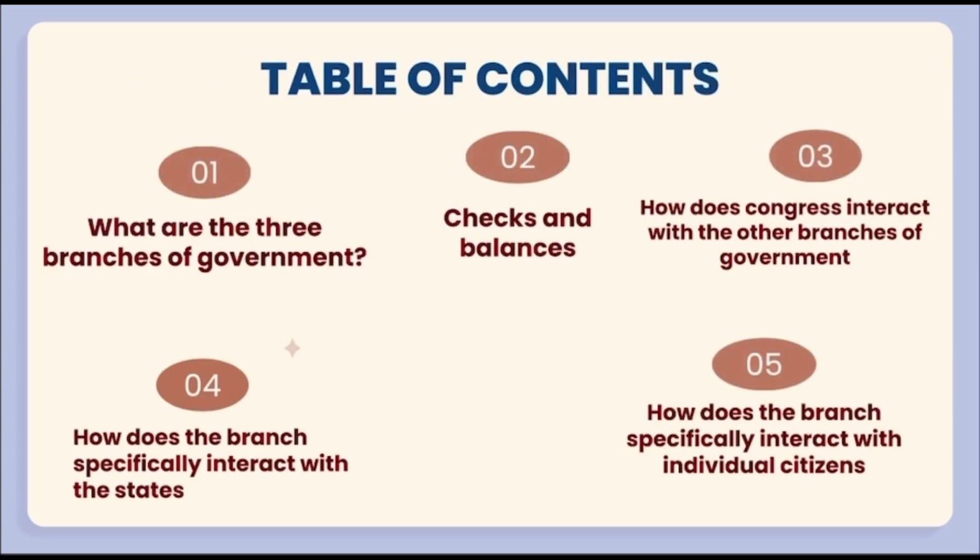Table of Contents. 1. What are the three branches of government? 2. Checks and balances. 3. How does Congress interact with the other branches of government? 4. How does the branch specifically interact with the states? And 5. How does the branch specifically interact with individual citizens?